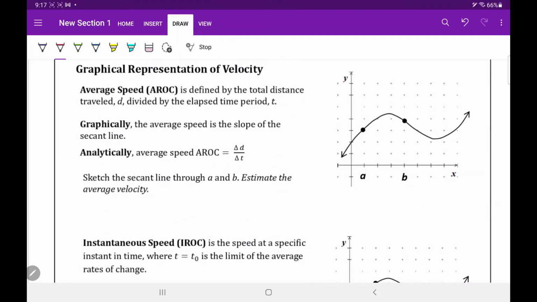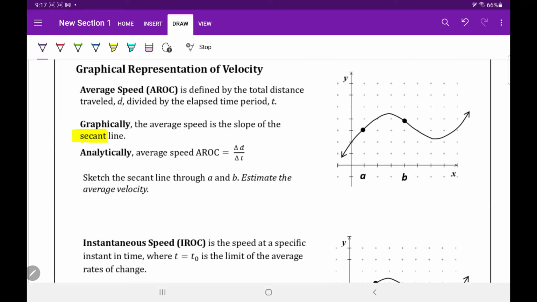So here's a graphical representation of velocity. The average speed, they abbreviate that AROC, which means average rate of change, is defined by the total distance traveled d divided by the elapsed time period t. Graphically, the average speed is the slope of the secant line. Interesting because secant, not the trig function, but the secant like when you learned about circles. The secant is the line that intersects a curve at 2 points. So it kind of goes through the circle and touches it twice. Okay, so the average speed is the slope of the secant line.